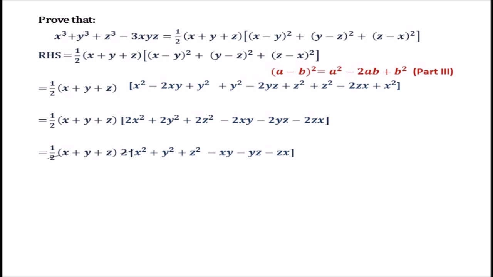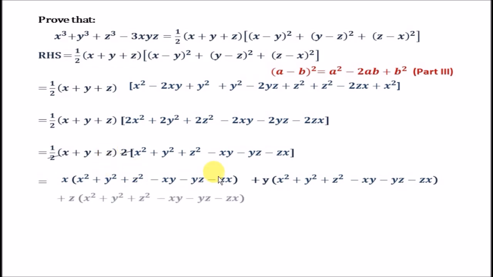Now we will use the distributive property and multiply the quantities of the first bracket one by one with the quantities of the second, the square bracket. First, x into x square plus y square plus z square minus xy minus yz minus zx. Similarly, y into x square plus y square plus z square minus xy minus yz minus zx. And finally, plus z into x square plus y square plus z square minus xy minus yz minus zx.